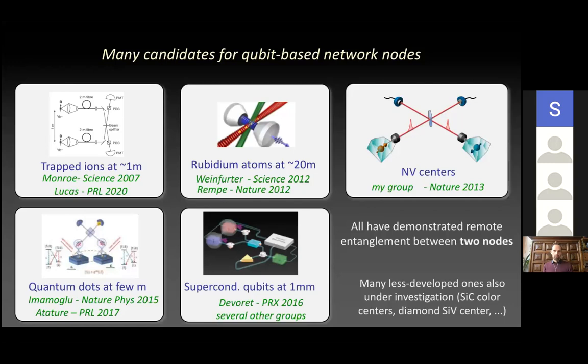Now, there's actually many candidates for building the nodes of such a network. What I've done here is, I've listed the ones that have been able to make entanglement between separated nodes. So, they go from trapped ions that were actually the first to achieve this in the group of Chris Monroe, now already 13 years ago. Trapped single atoms that were done by Harald Weinfurter and Gerhard Rempe's group. And then we have some solid state implementations and NV centers that I will talk about. But also quantum dots and actually also superconducting qubits in more recent years.